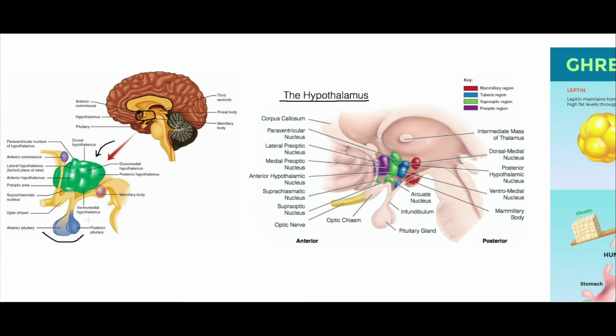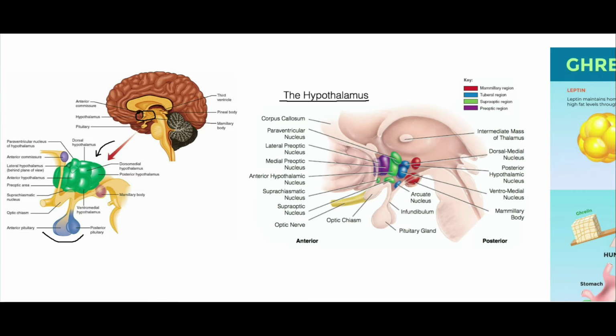And so it makes sense that it would be next to the pituitary gland because that's the body's master gland. That's the gland that sends out hormones that interact with all the other glands in the body and tells those to sort of turn on and off. And so the hypothalamus is kind of in control of that. And so the hypothalamus is itself a very complex part of the brain.